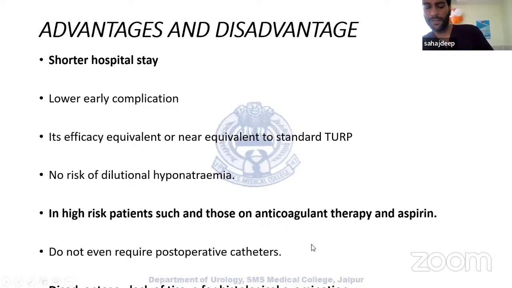Advantages of HoLEP are shorter hospital stay and lower early complications. Its efficacy is almost equivalent to standard TURP, and as only saline is used as an irrigation medium, there is no risk of dilution hyponatremia in high risk patients and those on anticoagulants like heparin and aspirin. It can be used. It does not even require a post-operative catheter. Disadvantage: the tissue is not obtained for histopathological examination as it is morcellated.